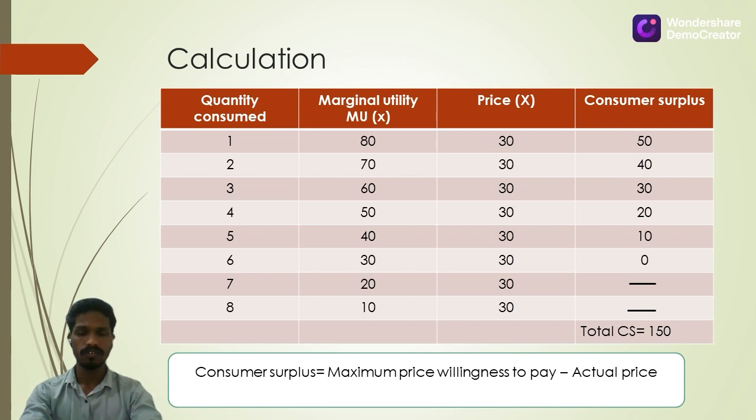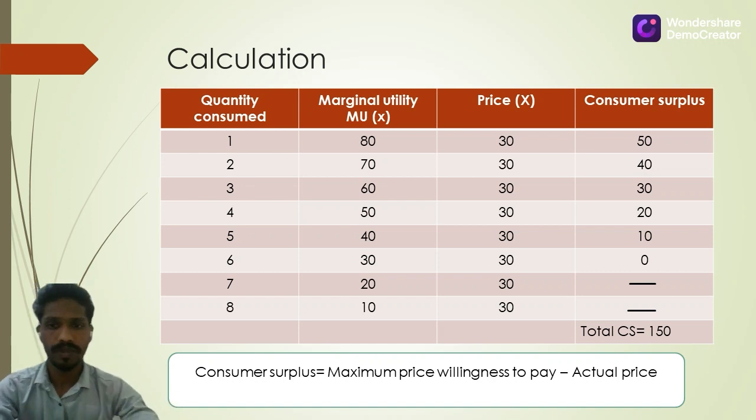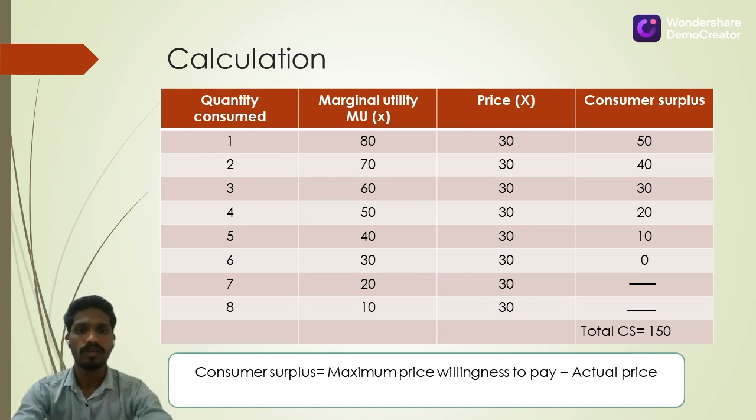For the first unit, the consumer is willing to pay 80 rupees, but the price of the product is 30. By the formula, consumer surplus is equal to the maximum price the consumer is willing to pay minus the actual price, which means 80 minus 30 is equal to 50.